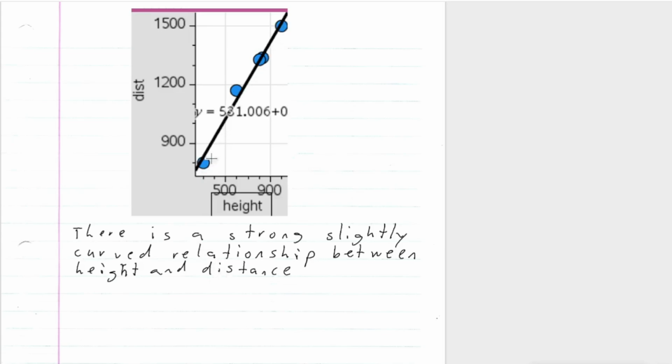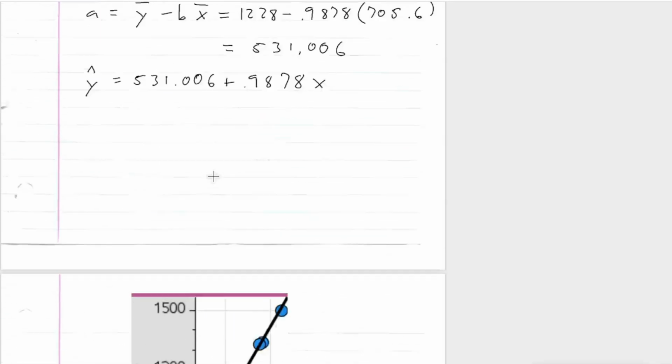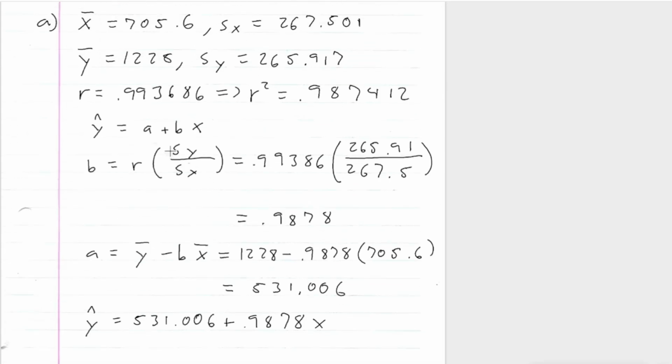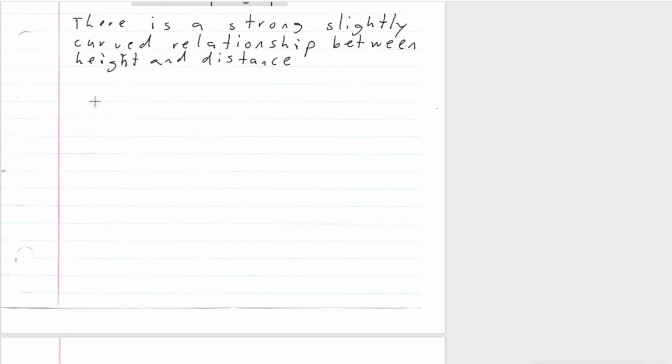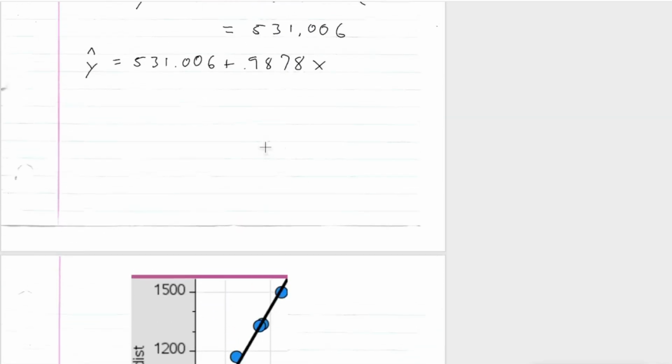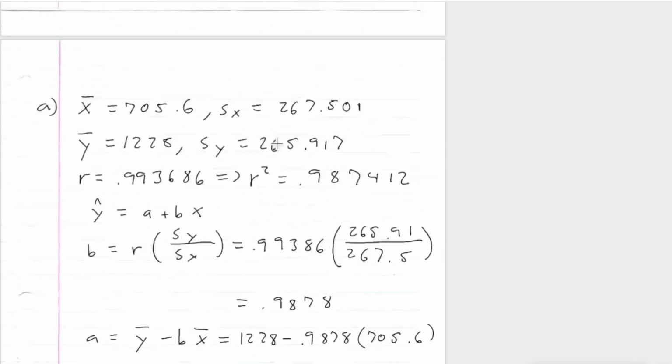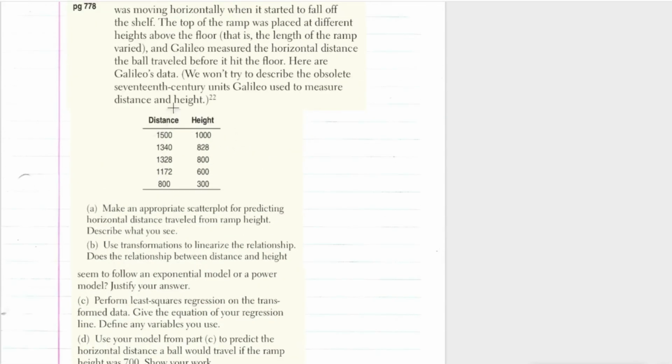So since it's slightly curved, we're going to be doing different types of models to try to get a stronger and stronger relationship, even though this one is pretty strong with that R being 0.993686. So next we're going to do an exponential model. What the exponential model does is we look at our y values, which in this case are our distance, and we take the natural log of them.